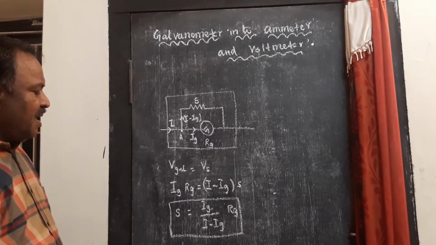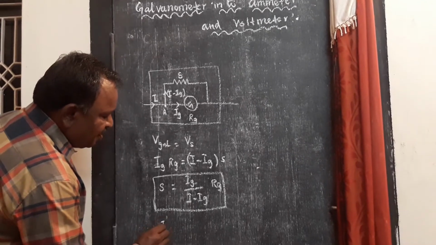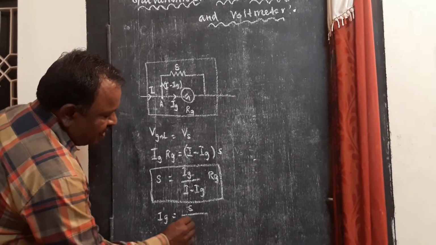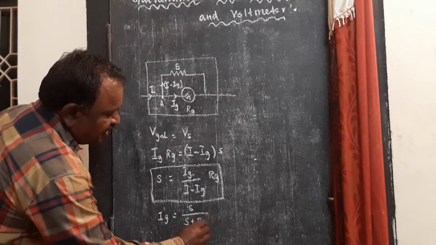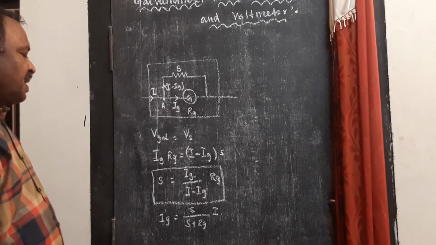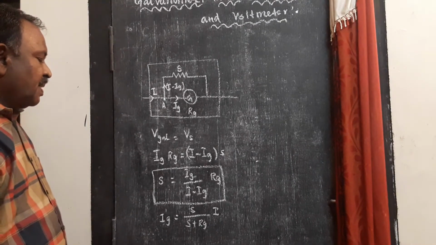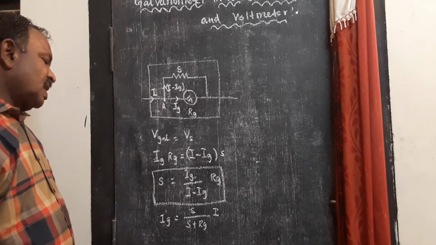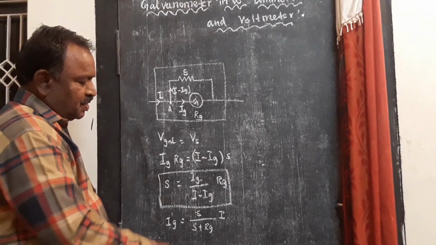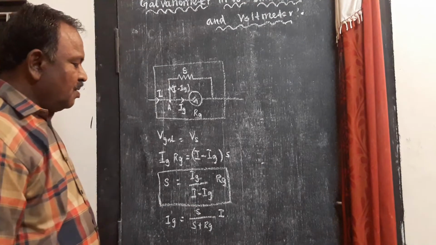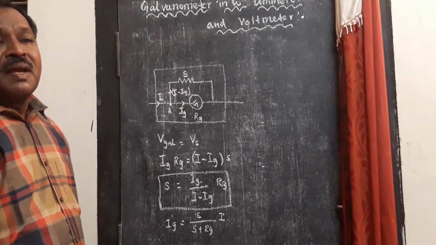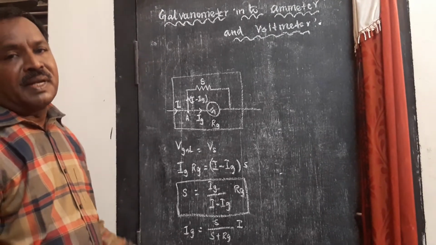Or I can say Ig is equal to S by (S plus Rg) into I. So this expression will give the current through the galvanometer. So this is how we can convert a galvanometer into an ammeter.